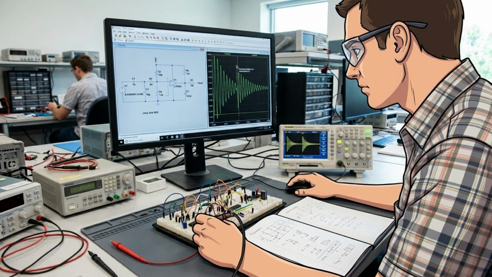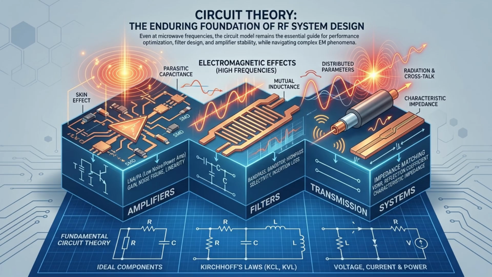In practice, circuit theory is used alongside simulation tools to validate designs. Software like SPICE allows engineers to apply circuit theory to complex systems and observe how they behave under different conditions. This combination of theory and simulation is essential in modern electronics design. Even in advanced RF systems, circuit theory remains the foundation. Although electromagnetic effects become important at high frequencies, the underlying circuit model still guides the design of amplifiers, filters, and transmission systems.